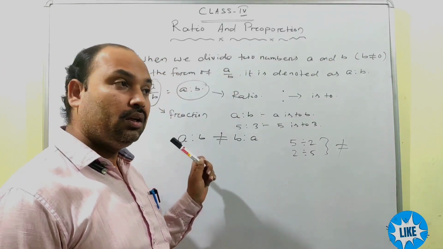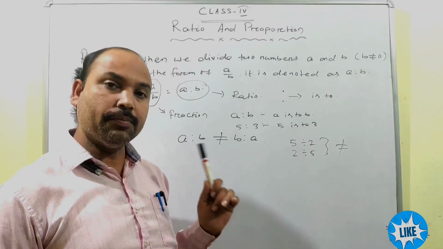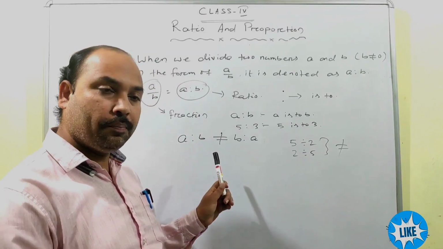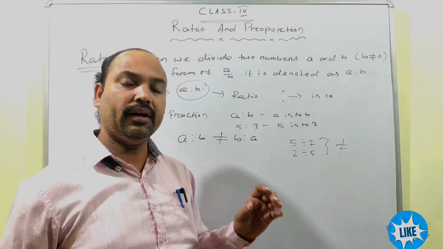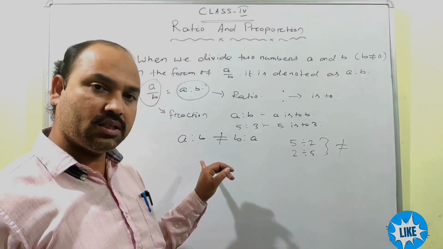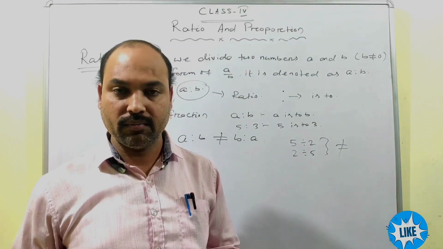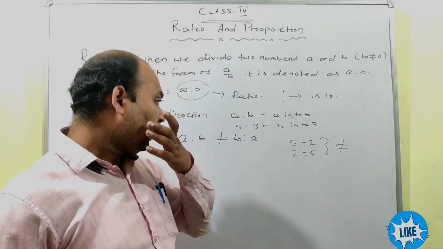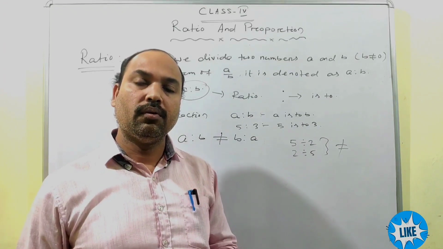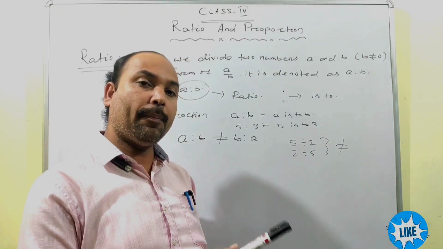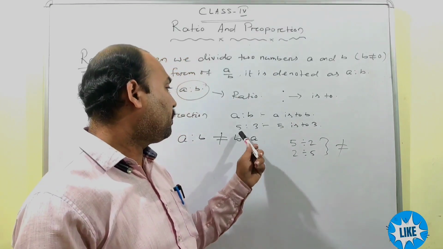It means the order of writing is very important. In A is to B, whichever term we write first, we write that first, then the is to symbol, then the next term. The ratio of 5 and 3 means 5 is to 3.